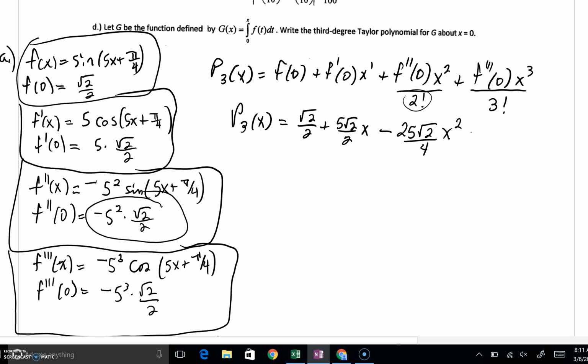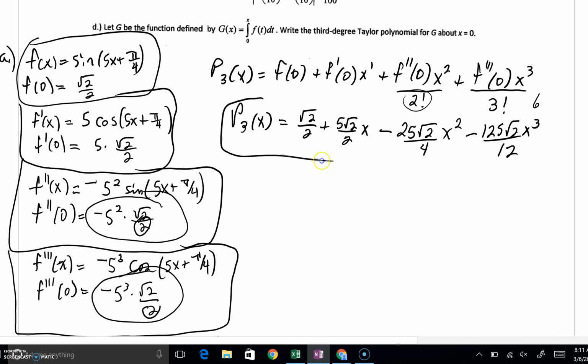And then finally with this third derivative, you can see negative 5 to the third is actually negative 125. And we'd have our radical 2. But 3 factorial is actually a 6. And the 6 times the 2 in that denominator becomes a 12. So this is our answer for part A.